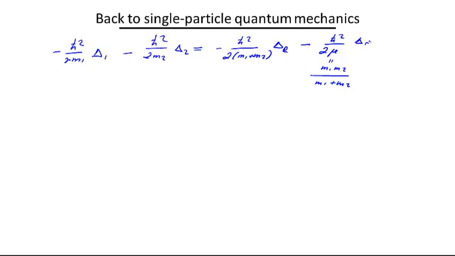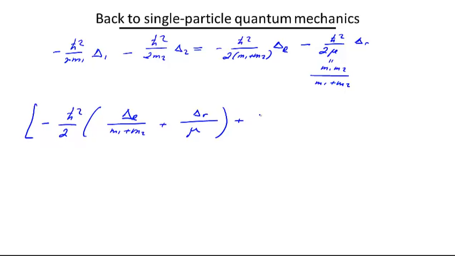So if I stick it into the Schrödinger equation, I will get, therefore, the following. I will get minus h squared over 2, this Laplacian of R over m1 plus m2 plus Laplacian lowercase r over mu, plus the potential energy, the interaction energy between the two particles, which depends only on this relative coordinate, acting on my wave function, and the right hand side is just the energy as usual.